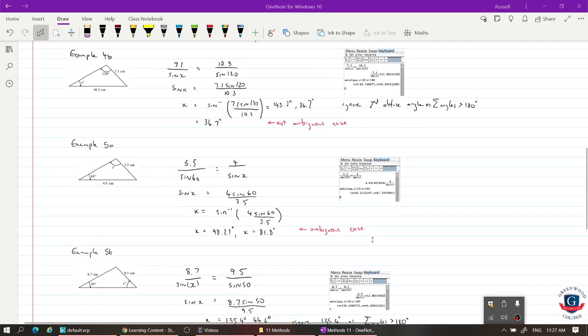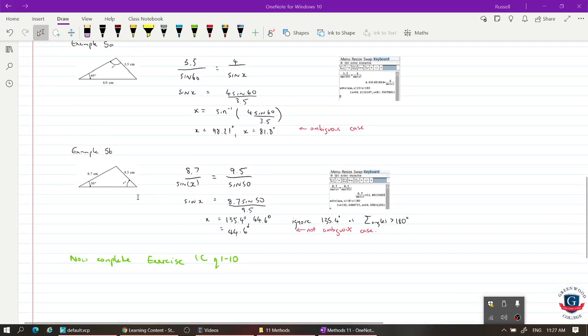If we look at example 5, we have been given a side and its opposite angle, and a side and its opposite angle, indicating to us this is a sine rule case. So 3.5 on sine 60 equals 4 on sine x. Stuck that into my calculator, solved it between 0 and 180, and got two answers out, 98.21 and 81.8. Add those to the angle that we've been given, and both of them are less than 180, so we have to include the ambiguous case in this example. It's a valid solution.